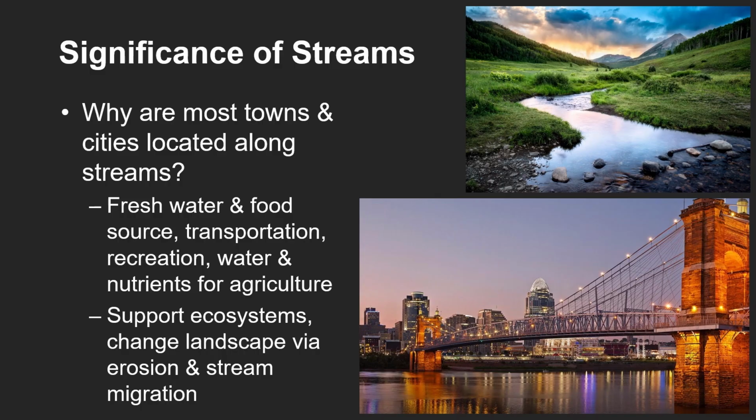Most towns and cities are built along streams because they provide essential resources: fresh water, food, transportation, and recreation. Streams also supply water and nutrients for agriculture. Beyond human needs, they support ecosystems and continuously reshape the landscape through erosion and stream migration.